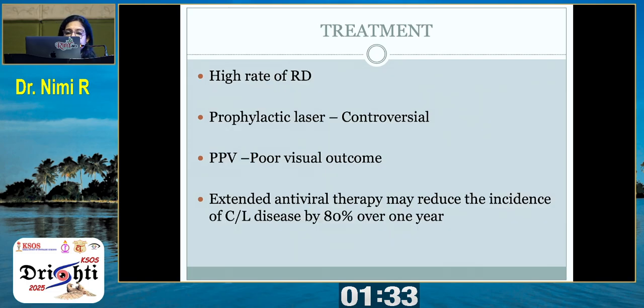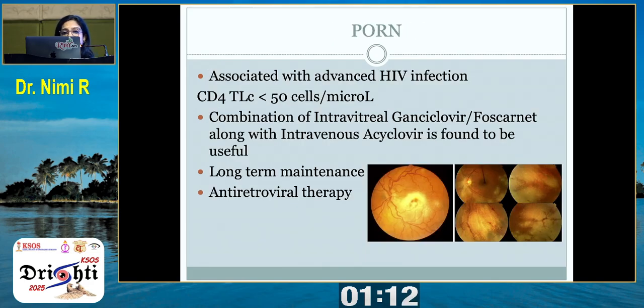ARN has a high rate of retinal detachment. You can do a prophylactic laser, but it is controversial. Those who develop RD may need PPV, though the visual outcome is very poor. Extended antiviral therapy may reduce the incidence of contralateral disease by 80% over 1 year. In progressive outer retinal necrosis associated with HIV infection, with CD4 count less than 50, a combination of intravitreal ganciclovir along with intravitreal acyclovir is found to be useful. They may need long-term maintenance and antiretroviral therapy.